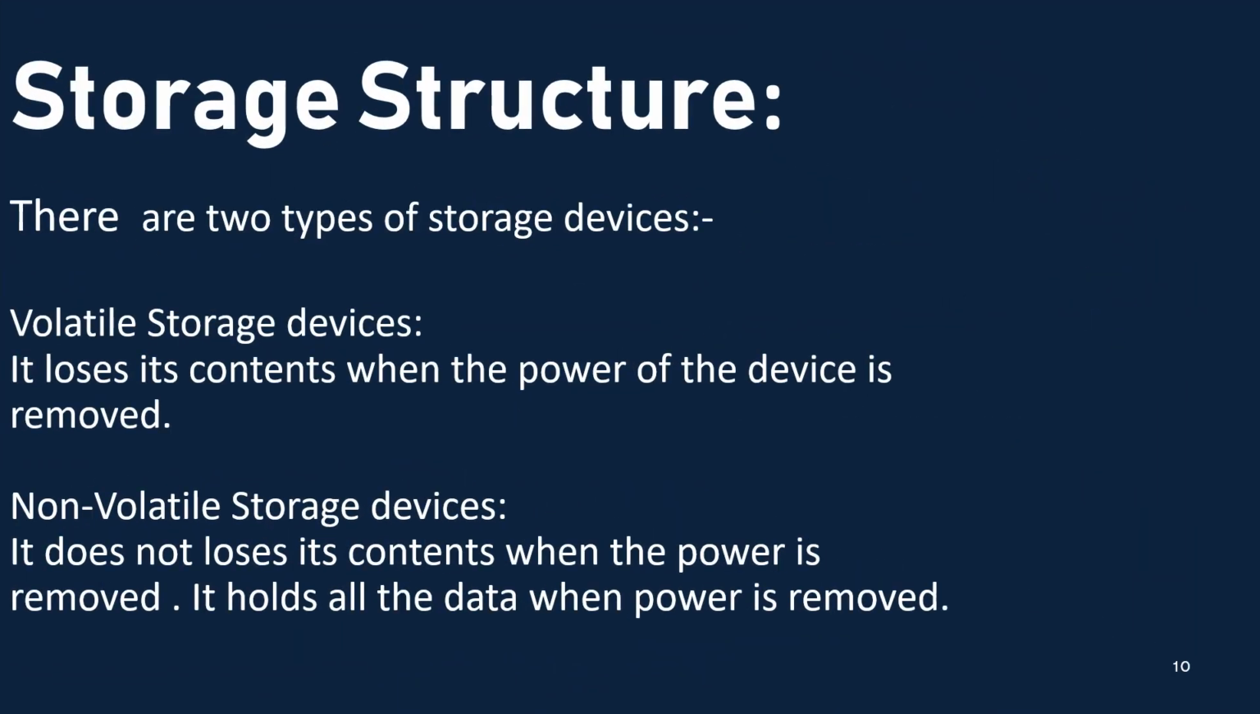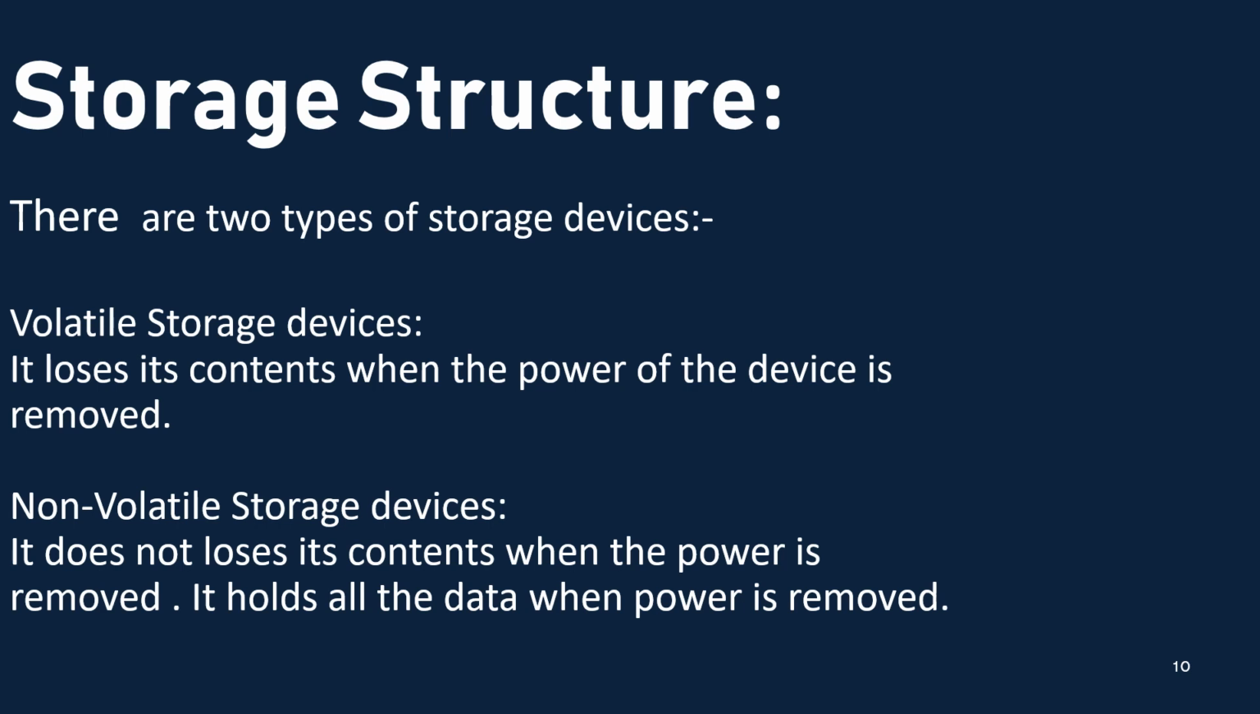Now coming to storage structure in operating system. Basically, we want the programs and data to reside in main memory permanently. This arrangement is usually not possible for the following two reasons. First, main memory is usually too small to store all needed programs and data permanently. Second, main memory is a volatile storage device that loses its contents when power is turned off or otherwise lost.